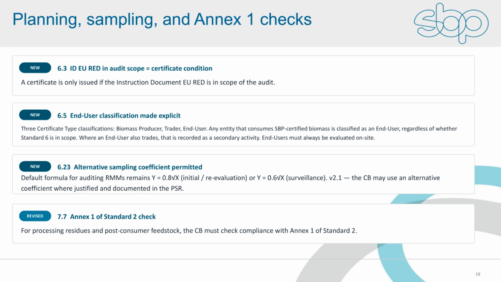6.23 allows an alternative sampling coefficient. The default formula remains y equals 0.8 times the square root of x for initial and re-evaluations, or 0.6 times the square root of x for surveillance. Under 2.1, the CB may use an alternative coefficient where justified and documented in the PSR. And 7.7 is revised. For processing residues and post-consumer feedstock, the CB must check compliance with Annex 1 of Standard 2.